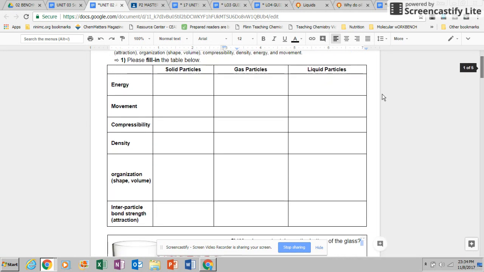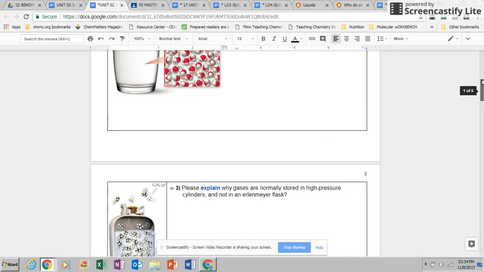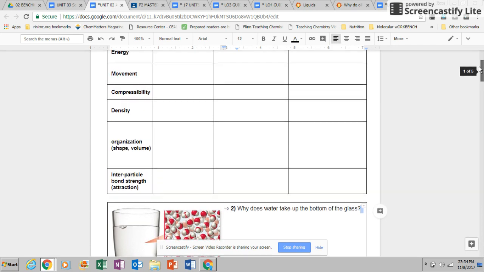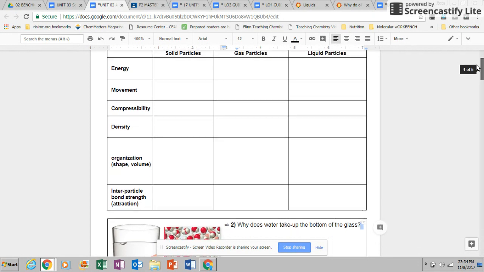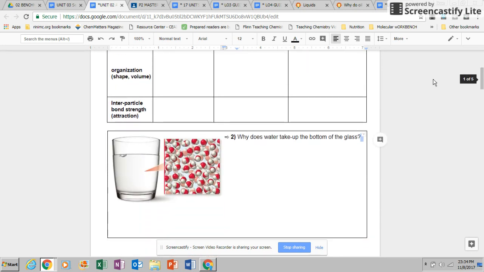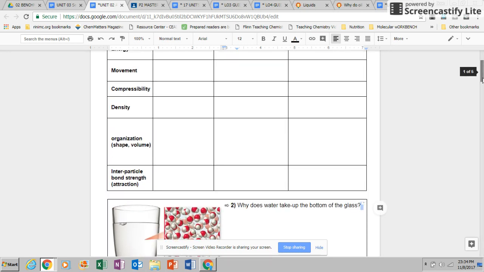If we look at gas particles, then we'd be able to answer question number three. But let's look at number two first. For number two, since we looked at liquid last, why does water take up the bottom of the glass? It's really because liquids have a moderate amount of attraction. They have enough attraction where the particles can stay next to each other, but not too much where they're fixed and they cannot move or slide past each other. So they have enough attraction to stay together, and also be able to slide past each other.